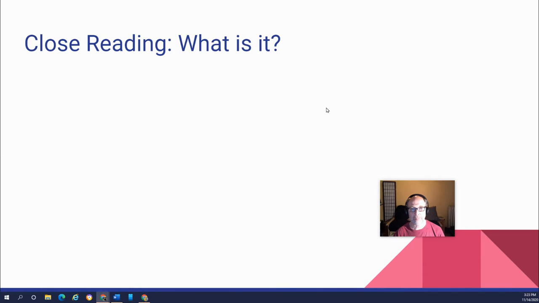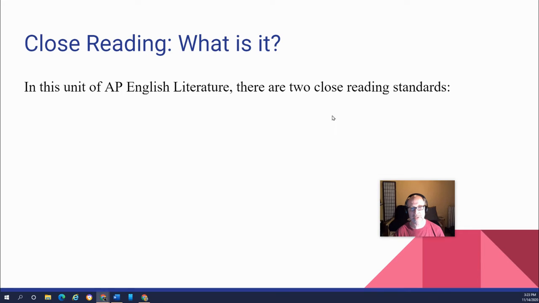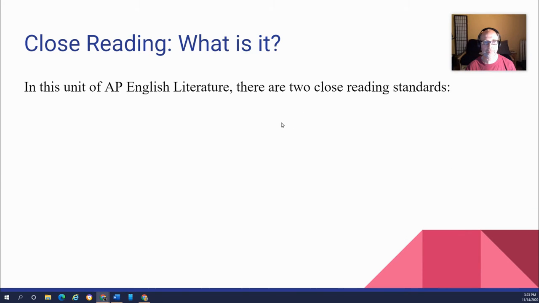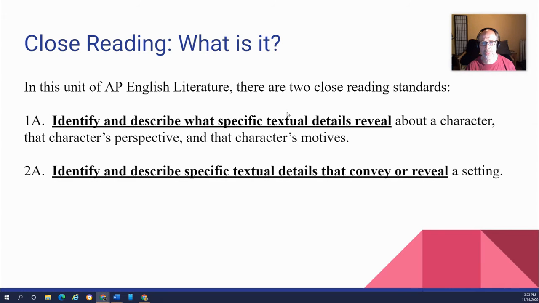So what is it? Well, before we can answer that question, we should probably look at what this course is asking us to get good at. So in this unit of AP English Literature, Unit 3, in which we talk about a long work of literature, a novel or a play, there are two close reading standards. There are more in the class, and we'll look at those later, but there are two.